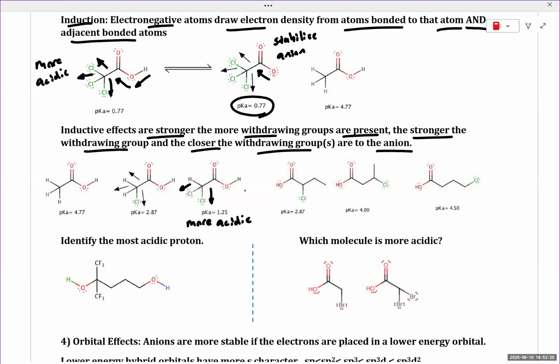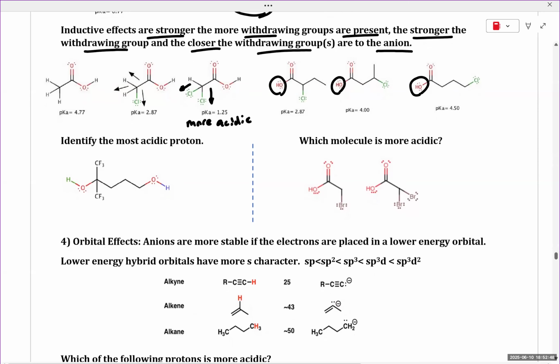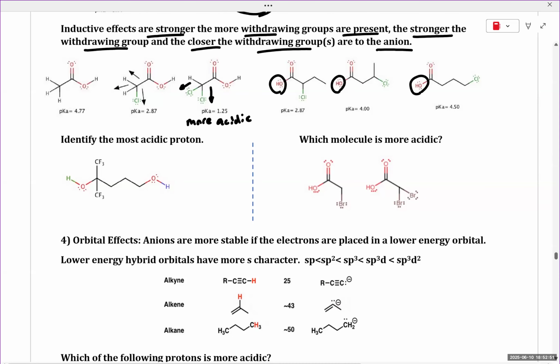By the same token, if you start to move your withdrawing group farther and farther away from your acidic proton, that in turn decreases the acidity. In order for an inductive withdrawing effect to be strongest, you want your withdrawing group as close to the acidic proton as possible. So, to this end, let's work on these two examples where we're asked to identify the most acidic proton in this molecule and identify which of the following two molecules is most acidic. So let's take a few moments to work on that and then we'll discuss.